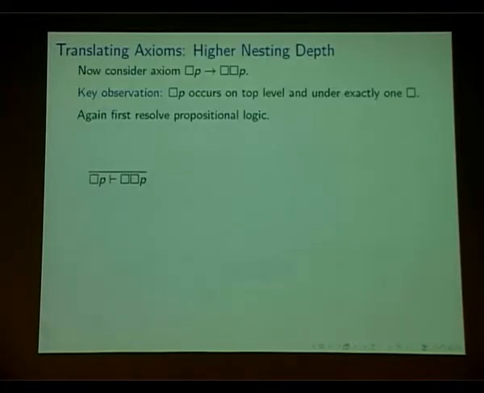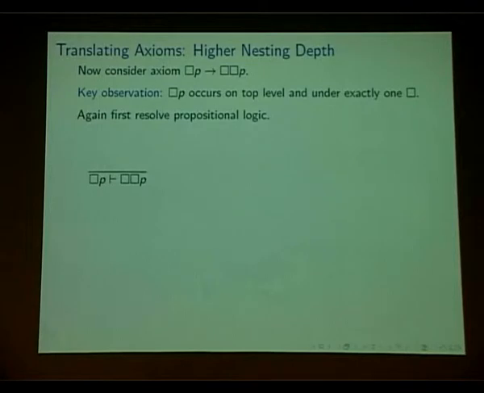Okay, but let's have a look at a little bit more interesting example, namely the K4 axiom. So we have the axiom box P implies box box P. And here the key observation is that we have a formula, in this case box P, which occurs both on the top level of the axiom and under exactly one modality. So in this sense, the axiom is basically non-nested. It's just a substitution instance of a non-nested axiom. So we can use some of the techniques which we had for non-nested axioms to translate this axiom into a rule. Okay, let's see how this is done.